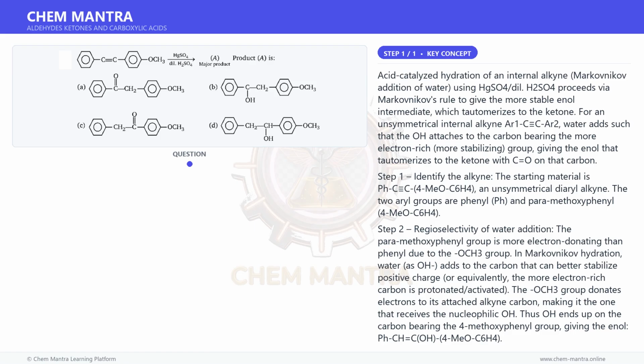Step 1. Identify the alkyne. The starting material is Ph-C≡C-C6H4-OMe (4-MeO-C6H4), an unsymmetrical diaryl alkyne. The two aryl groups are phenyl, Ph, and para-methoxyphenyl, 4-MeO-C6H4. Step 2. Regioselectivity of water addition.